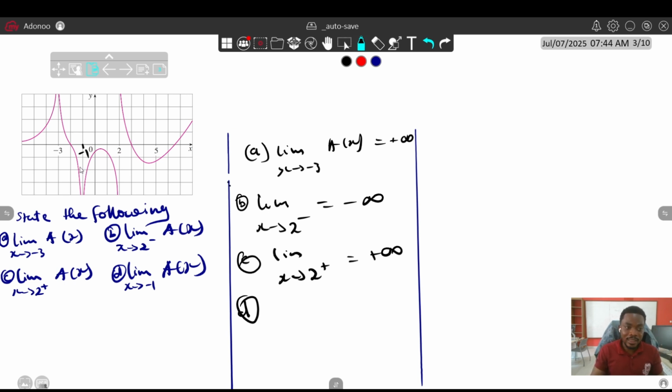So we say that the limit as x approaches -1, a of x is equal to negative infinity. Obviously, if you consider the values from the right again, as it approaches -1, it also approaches negative infinity. So our answer here is correct.